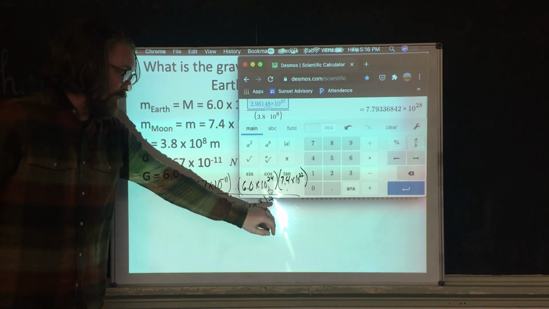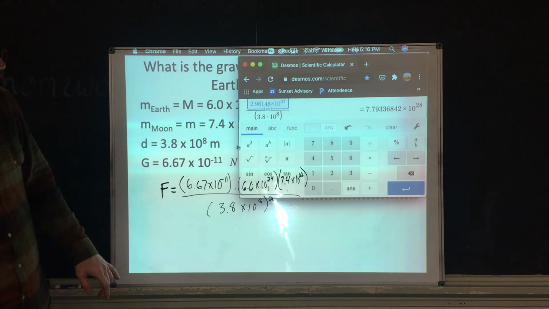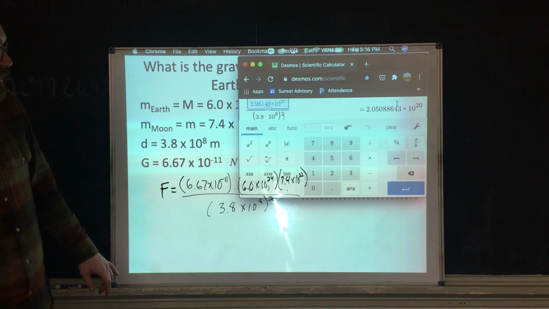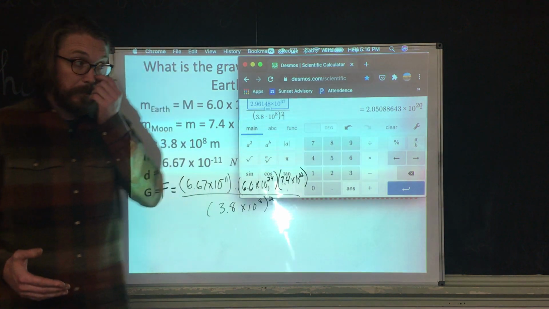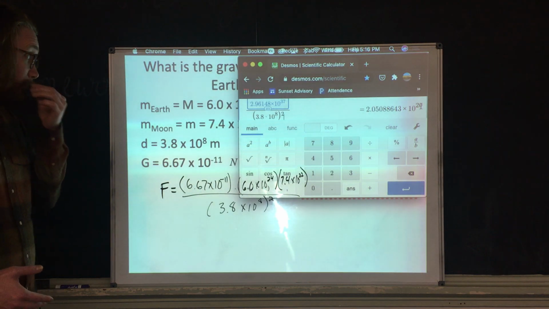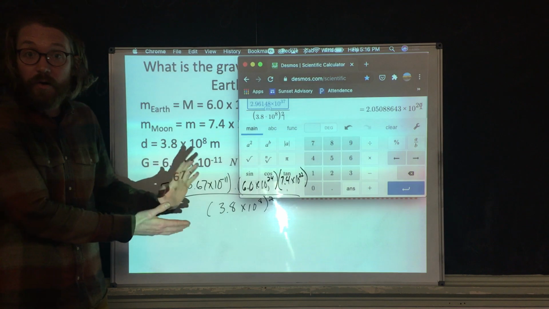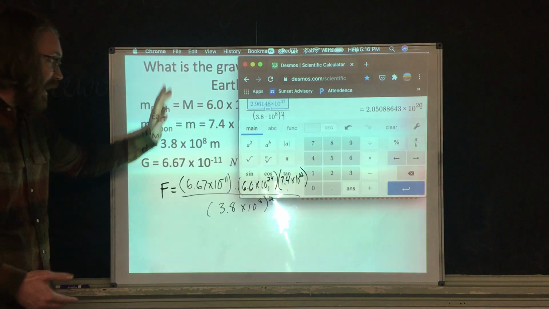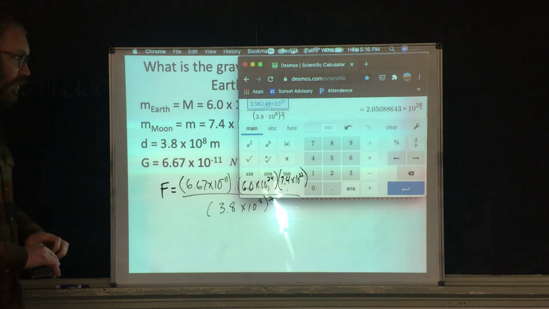We're not done yet. Remember, you have to square this. So then you hit squared. And that gives us our answer, which is 2.5 times 10 to the 20th newtons. Again, it's a lot of typing, but it's not that hard. As long as you got your numbers right, you just got to know how to put it in the calculator.